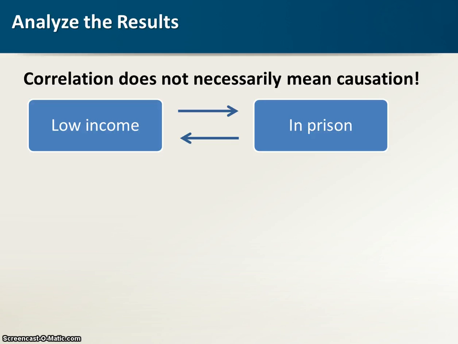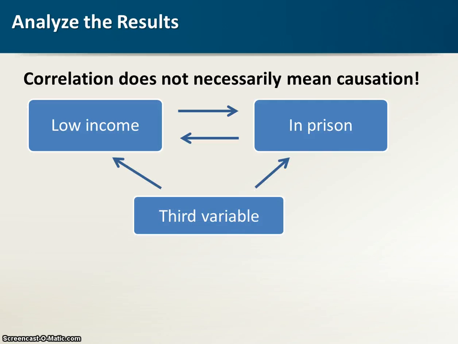People in prison don't have jobs. It makes sense that their income would decline. But we also have to always look for the possibility of a third variable. This is something that's going to relate to both A and B and is going to explain the relationship between them.